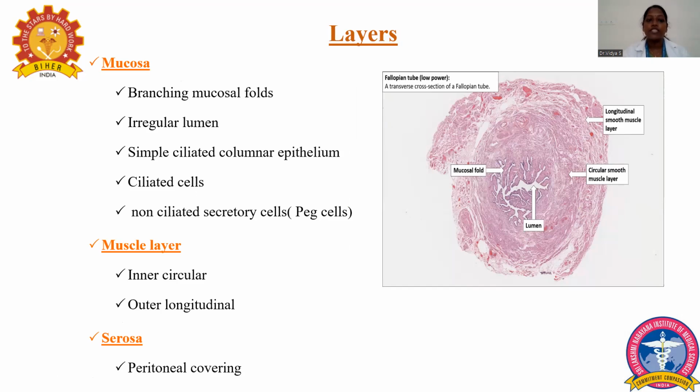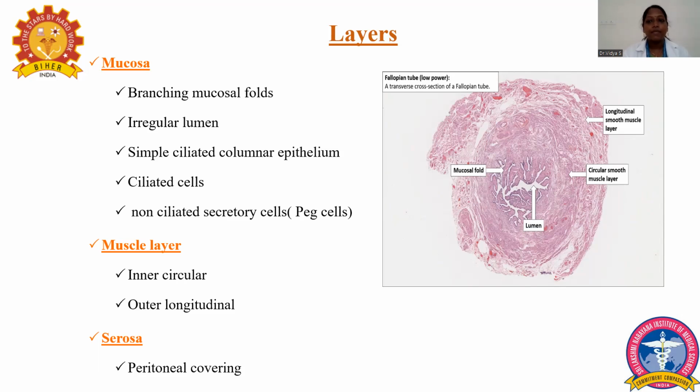Why does it consist of ciliated cells? Because I told you it has a fimbriae-like structure which carries the ovum from the ovary to the uterus. So these ciliated cells have cilia which move like a flagella. Yeah, it's moving like this. So when it carries the egg, the mucosal layer of the fallopian tube will push the egg to the uterine cavity. So that is the type of ciliated cell which is present in the mucosa.